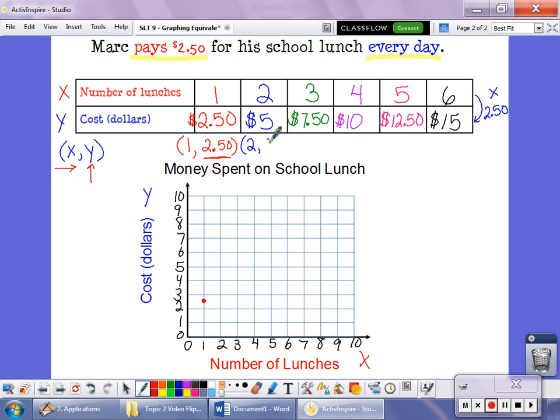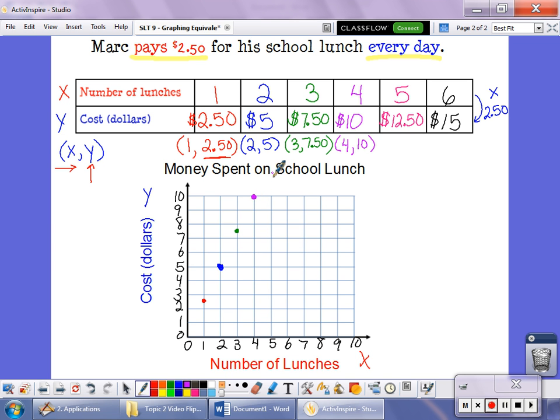My next ordered pair is 2, comma 5, so I'm going to go over 2 school lunches and up $5. My next ordered pair is 3, comma $7.50. So I'll go over 3 school lunches and up to $7.50, which remember is between 7 and 8. So it's going to be right in the middle there. And the last one I'm going to be able to fit on my graph is 4 lunches and $10. So I'll go over 4 and up 10.